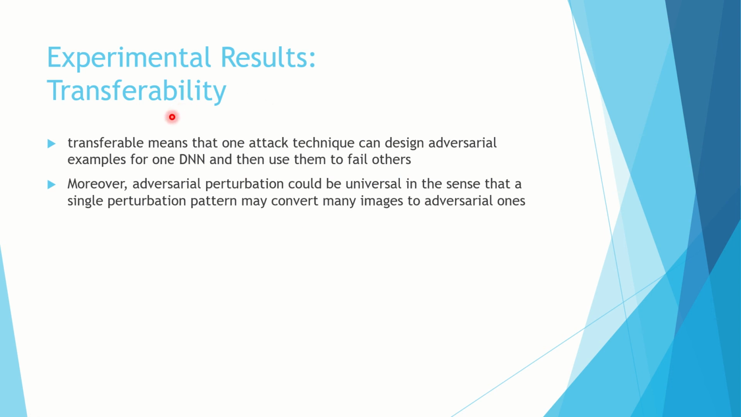Transferability is another factor that we investigate. We present the result of transferability in this presentation. Transferability means one attack technique can design an adversarial example for one DNN and then use it to fool the others. Or the adversarial perturbation could be universal, in the sense that a single perturbation pattern may convert many images to adversarial ones.